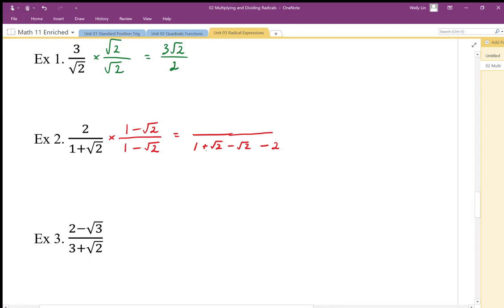What ends up happening is these two terms cancel out. I end up with a rational number in the denominator. Although I have the radical in the numerator, that doesn't matter because we only want rationals in the denominator. So I end up with 2 minus 2 root 2 divided by 1 minus 2, which is negative 1. I'll just move the negative up top and make that into negative 2 plus 2 root 2.